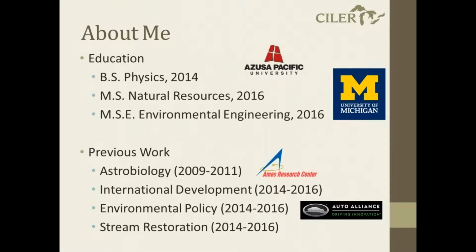So first I'll talk a little bit about me. I finished my undergrad at Azusa Pacific University in 2014 in physics. Right after that I came here to the University of Michigan, studied environmental engineering and natural resources, and finished those just a few months ago. Outside of academics, I worked as an astrobiology intern for a couple of years with the NASA Ames Research Center in California.